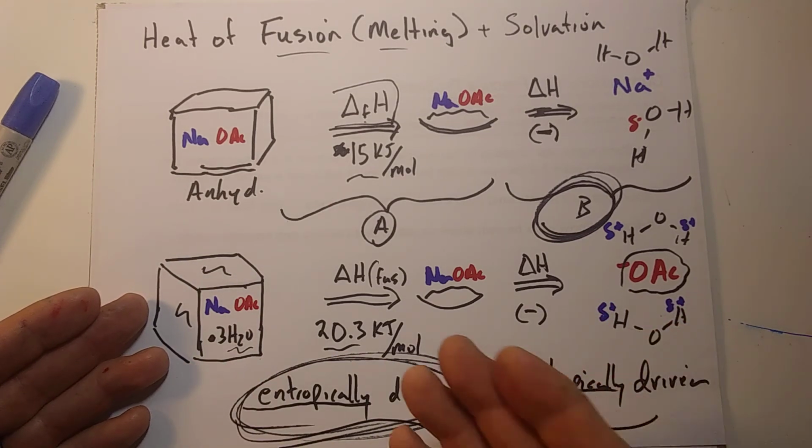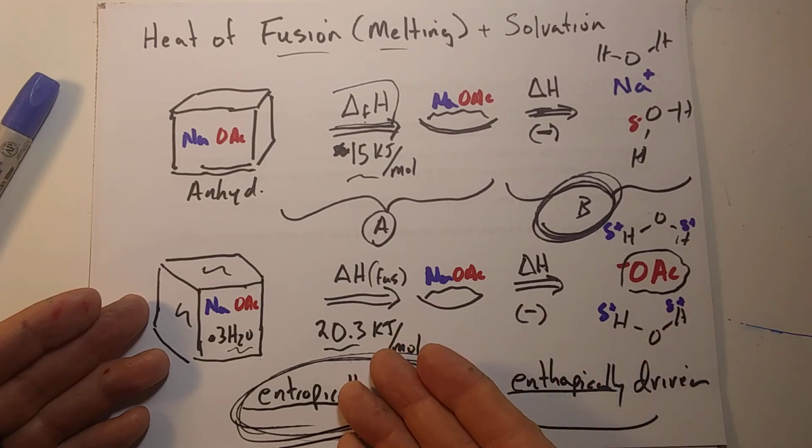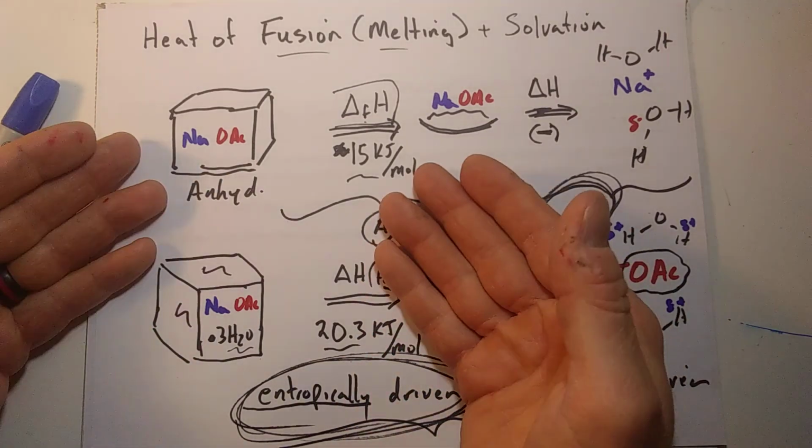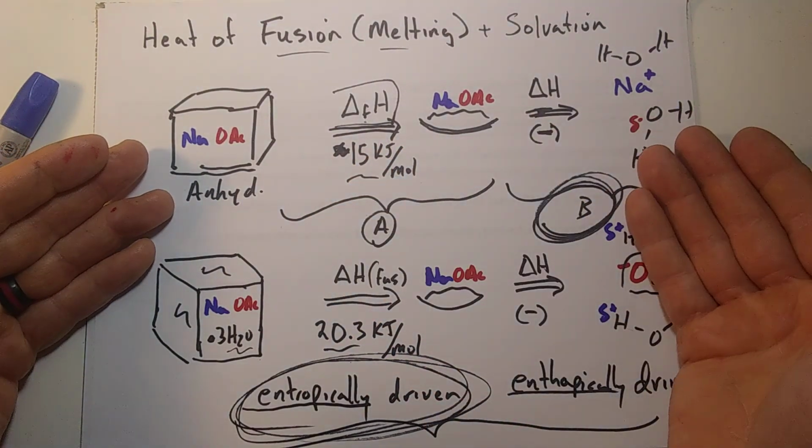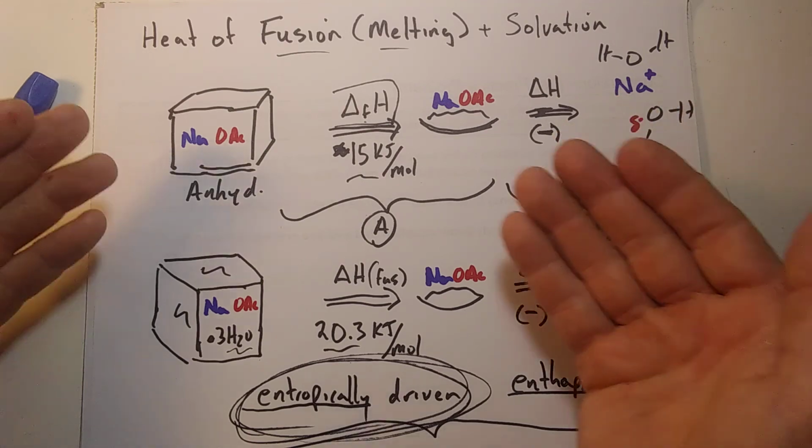It just gives off less heat than what it puts in to break up the crystals. And the anhydrous one doesn't take as much heat to break up the crystals as compared to the heat released when you solvate the ions. It releases more than what it puts in.